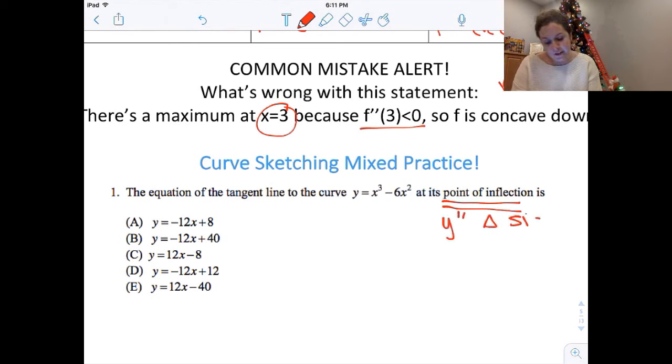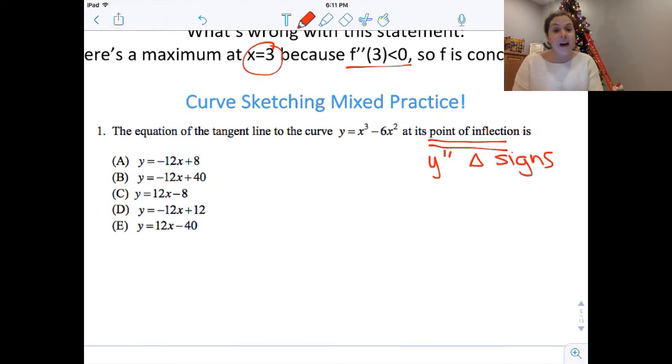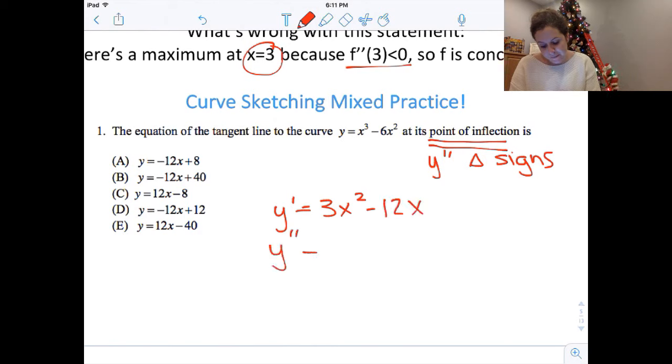Okay, so let's find that point of inflection, and then we can write the tangent line. So y prime would be 3x squared minus 12x. Y double prime would be 6x minus 12. So this has a 0 on the second derivative at x equals 2.